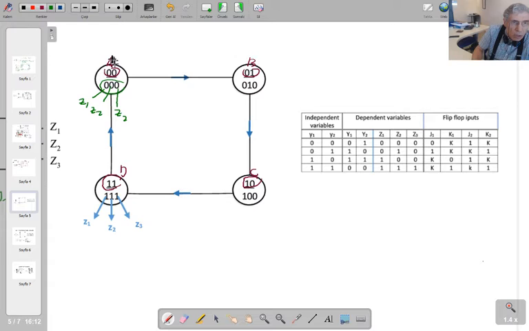So what is this first one? Let me make it a different color. This represents small y1, and this second one represents y2. So these are the independent variables. These are the dependent variables. From this state diagram, you can come to this mathematical model now.